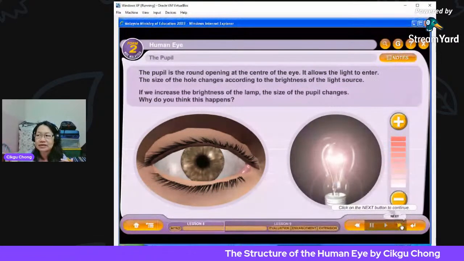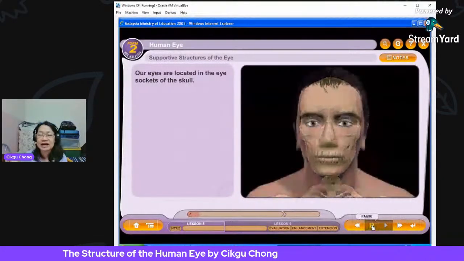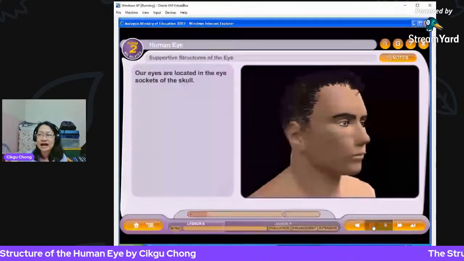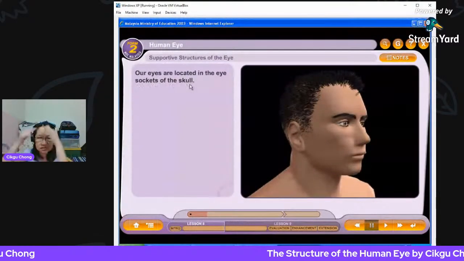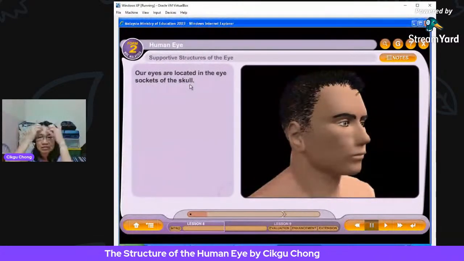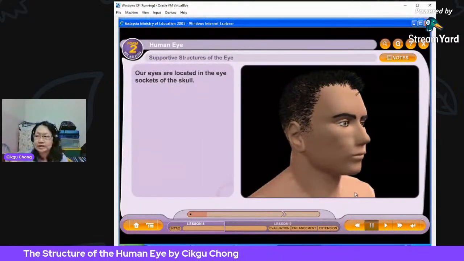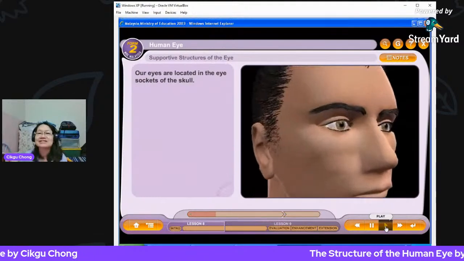Now let's look at the eye. The human eye is the organ. So where is the eye? It is located in the eye socket of the skull. The skull is the whole head here, the bone of the head. Here, let's see what is inside the eye.